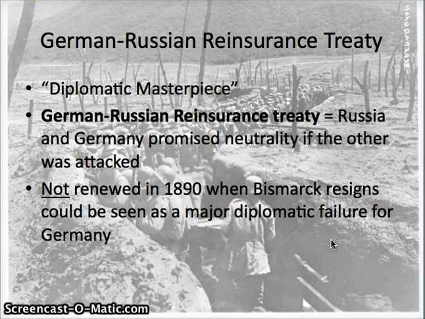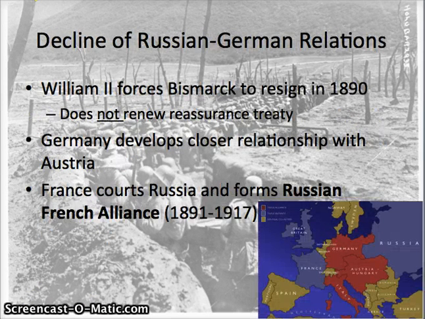Now, this was really smart, but unfortunately, you're going to see a turn of events in Germany. Kaiser Wilhelm I is going to die in 1890. He will be replaced by Kaiser Wilhelm II. And when Kaiser Wilhelm II becomes the new emperor, he is not satisfied with Bismarck's foreign policy, and he forces Bismarck to resign. When that happens, the German-Russian reassurance treaty is not renewed, and so this means that Russia becomes a free agent and can potentially ally with somebody else.